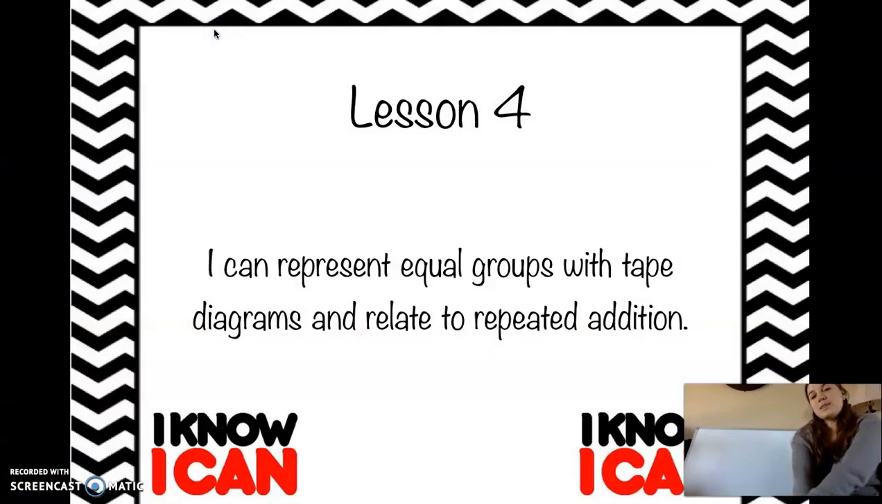Hi everyone, so today we are on lesson 4 for module 6. Our I can statement is I can represent equal groups with tape diagrams and relate to repeated addition. So today it's going to look a little different because we're going to be using tape diagrams. Make sure you have a piece of paper so that you can follow along and another piece of paper so you can do your sprint when we get there.